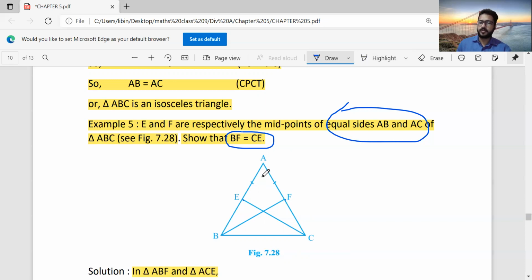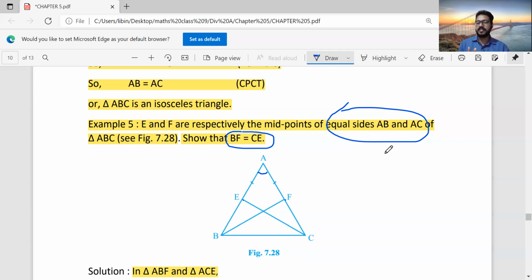Now, how are we going to prove they are congruent? Think. We are actually given some information. First of all, we can say that angle A is equal to angle A. They are common for both the triangles. Then what can we say? AB is equal to AC. It is directly given. Now we want one more property. That is where we should think.